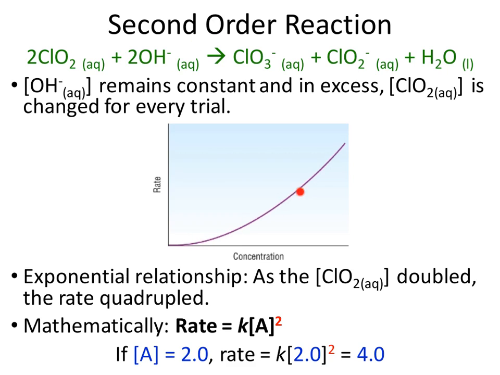And what was seen was, again, this exponential relationship. As we doubled the concentration of ClO2, the rate of the reaction was quadrupled. So mathematically, this is expressed using an exponent of 2, meaning that if this concentration was 2.0, our rate would be 4.0.